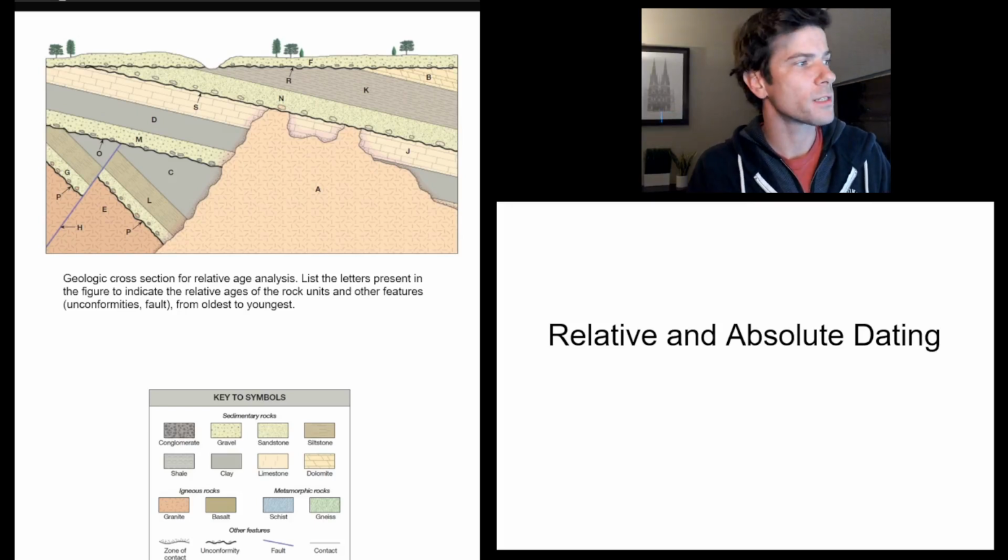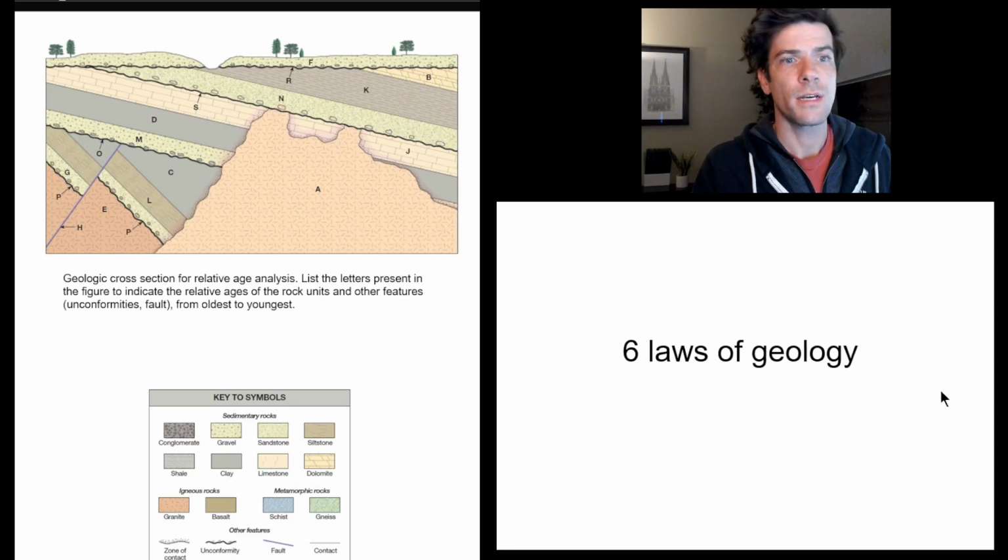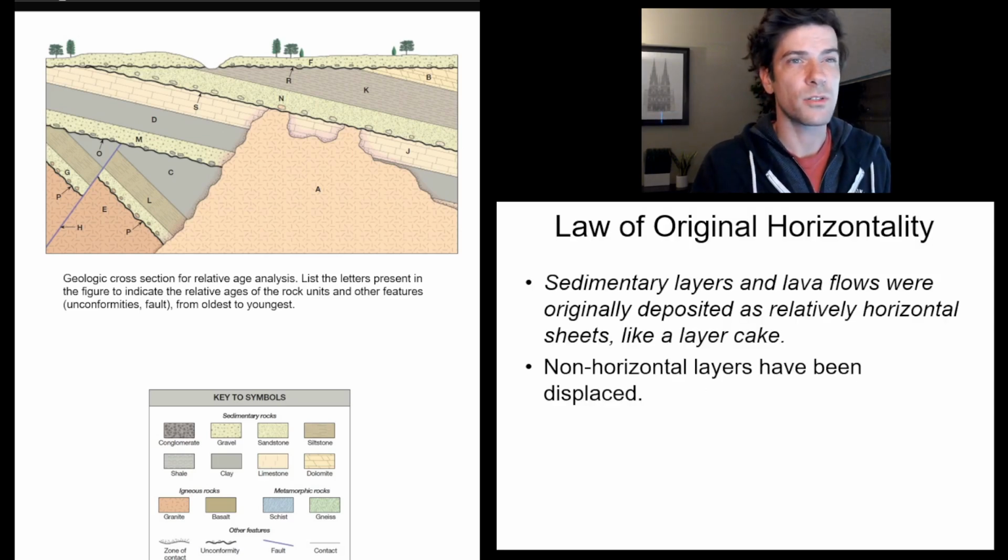Okay, so in Wednesday's class, we talked about relative and absolute dating. Relative dating really relies on these six laws that I presented to you guys. There are two questions on the homework, which is over there on the left-hand side of the screen, that dealt with this. They just ask you to put things in the order of events that they occurred, and that's what these six laws allow us to do, really.